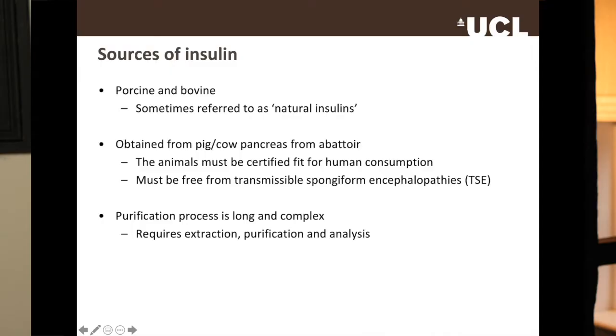Where do we get insulin from? Clearly, in some cases the patient is not producing insulin themselves, and in other cases they're not producing enough for the cells to respond. And we can do a number of things. What used to happen most is that insulin would be obtained from other animals, typically cows and pigs, so porcine and bovine insulin. And these are referred to as natural insulins. Natural because they're naturally occurring and they haven't been synthetically made in a laboratory. They're usually obtained from the pancreas of the animals from abattoirs.